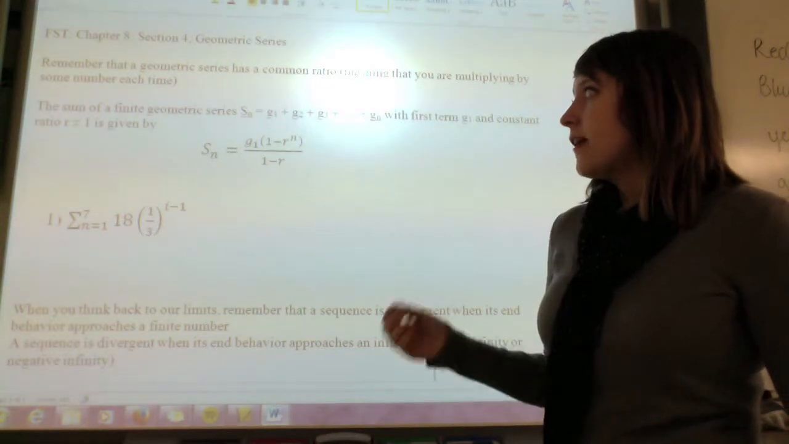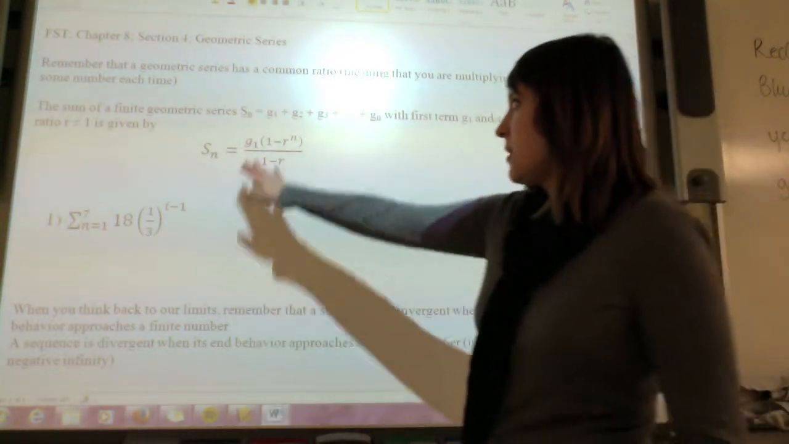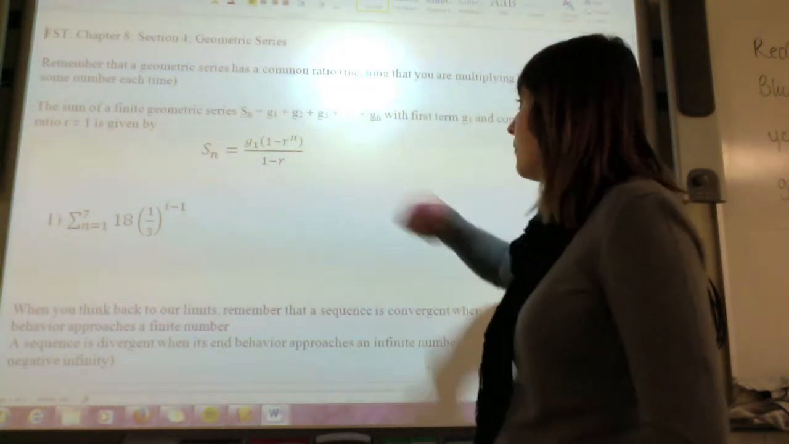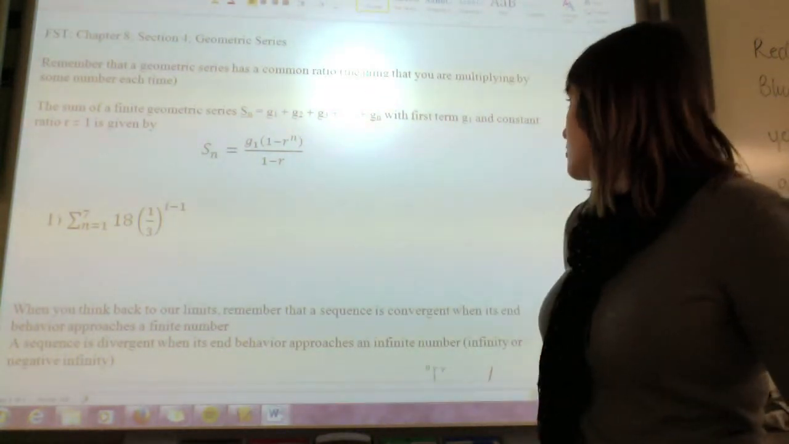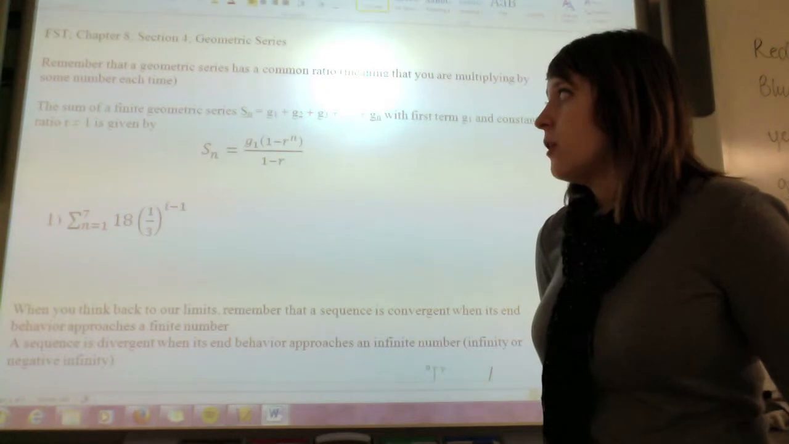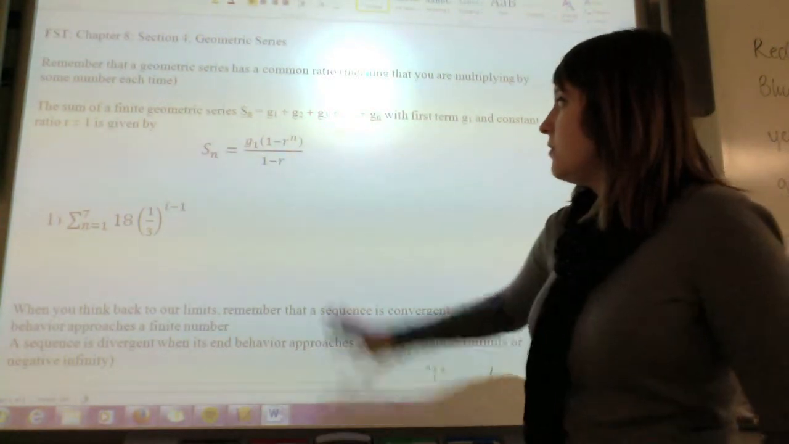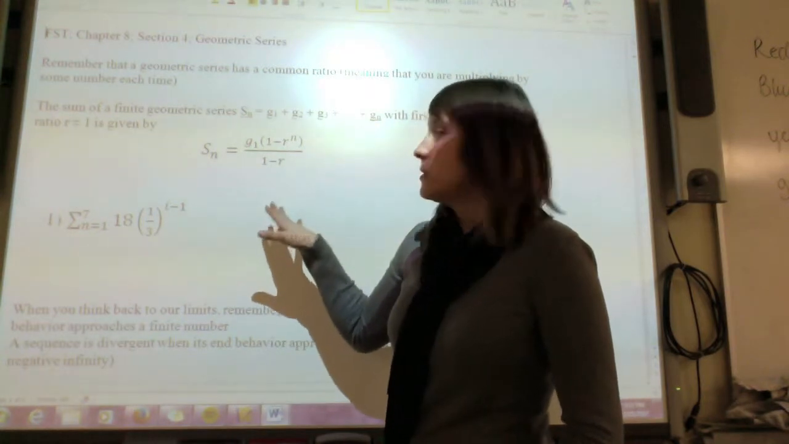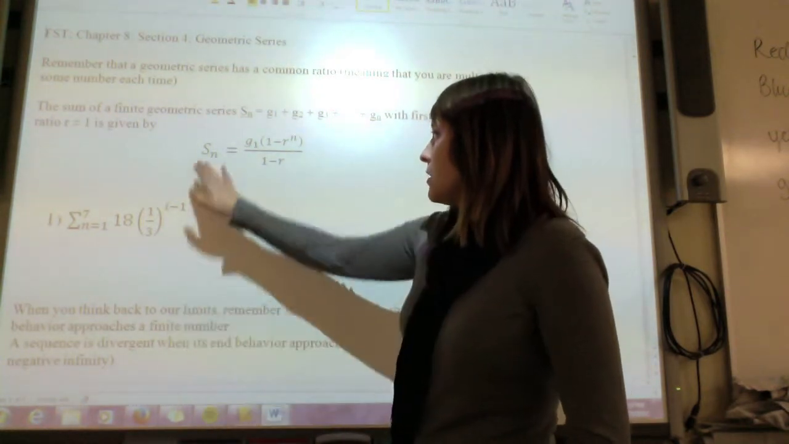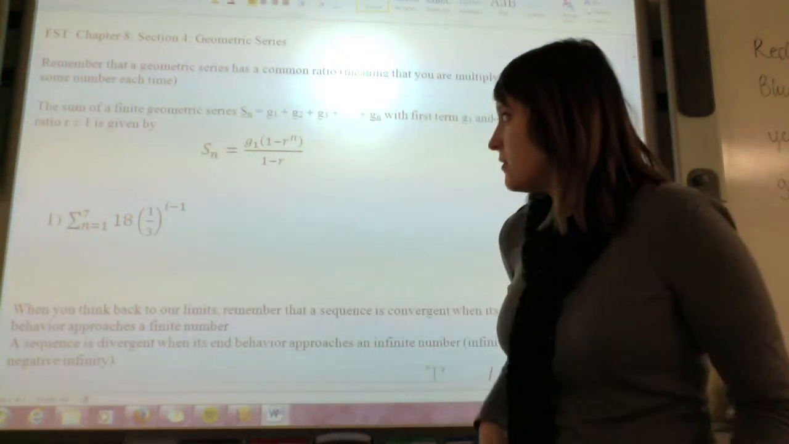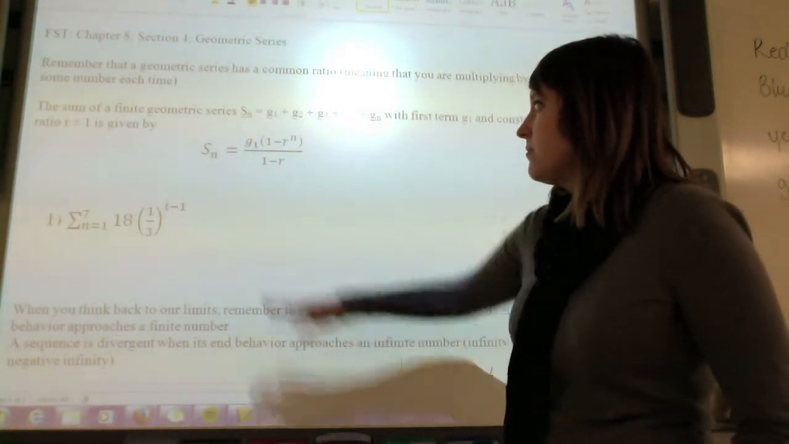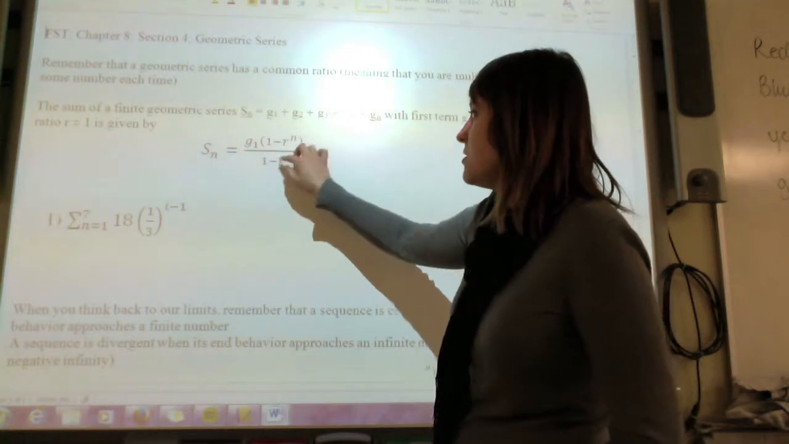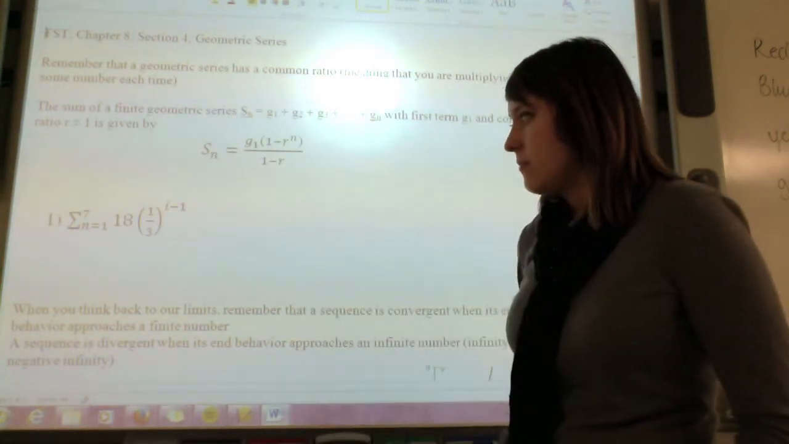The sum of a finite geometric series, S sub n equals g sub 1 plus g sub 2 plus g sub 3, all the way up to g sub n, with first term g sub 1 and constant ratio r not equal to 1, is given by this formula here. And again, this can be found on your formula sheet, so make sure you know where it's at. So S sub n, the sum of my nth terms, is equal to my first term times 1 minus my ratio to the nth power divided by 1 minus my ratio.